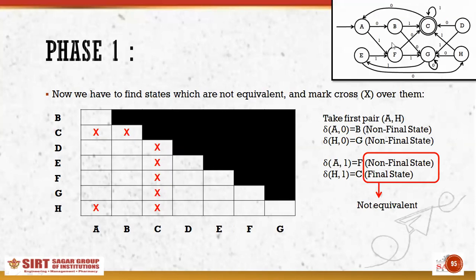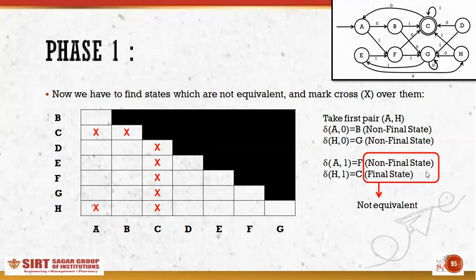I have drawn the question machine at the top of the slide. I have made the transitions by giving this pair AH inputs 0 and 1. A and H on giving 0 result in BG, and A and H on giving 1 result in FC. Now B and G are both non-final states, so we leave it. But F and C on giving 1, we get a pair of a non-final and a final state.